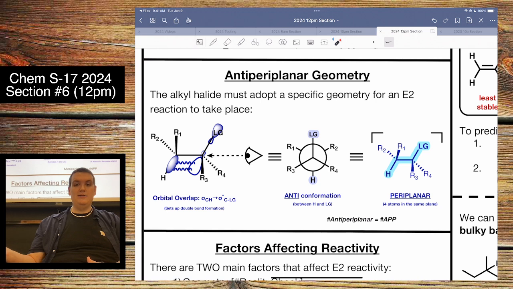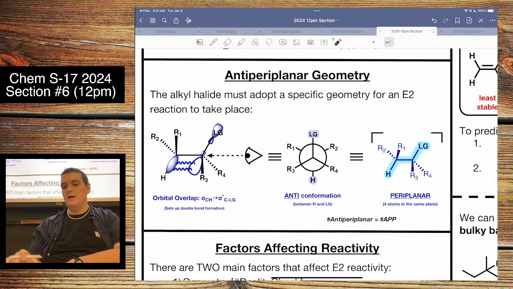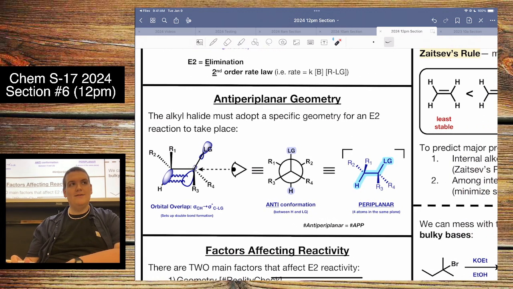But why do we call it antiperiplanar? Well, if we did our Newman projection here, we would see our leaving group going up, our hydrogen going down. So they are in an anti-conformation in the Newman projection. And then these four atoms, the hydrogen, the leaving group, and the two carbons that make the double bond, are all in the same plane. The plane they're in here is the plane of the page. They're all on lines, not dashes or wedges. And so we would say these atoms are periplanar. Putting it together, we get antiperiplanar. So the big thing you should think of when you hear E2 is antiperiplanar geometry.